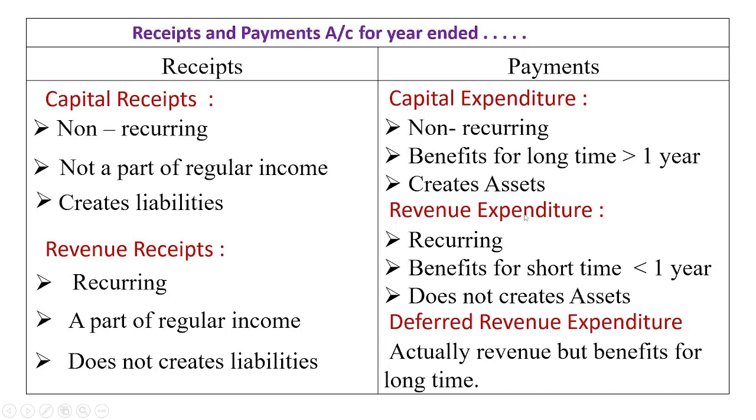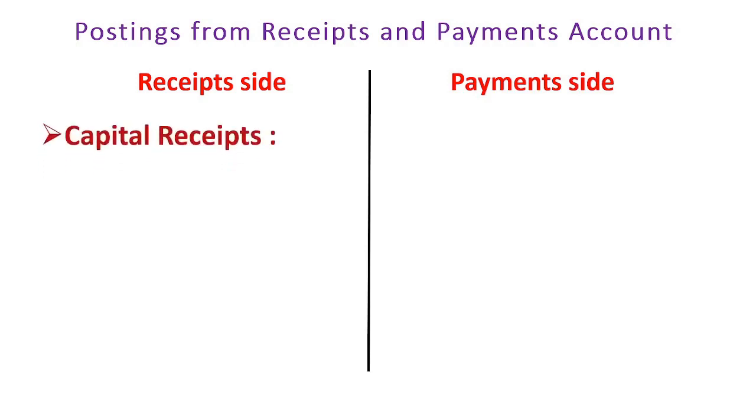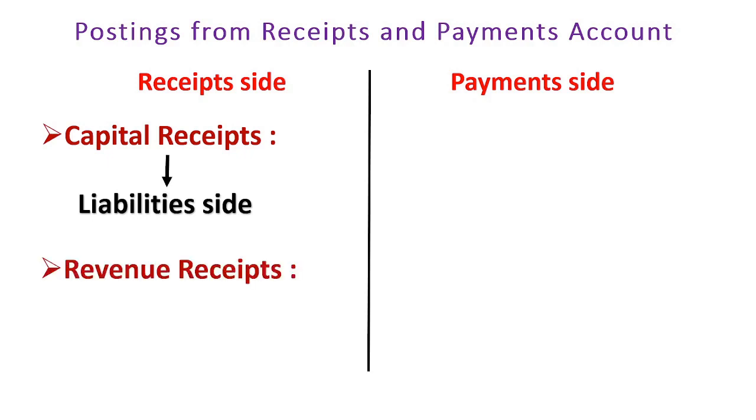Like this way we have referred to the receipt and payment account. Now see the postings from the receipt and payment account. As you know, on the receipt side there are two kinds of receipts: capital receipts, so keep in mind capital receipts are always posted to the liability side, and thereafter revenue receipts. Revenue receipts from the receipt side are transferred to the income side of the income and expenditure account.